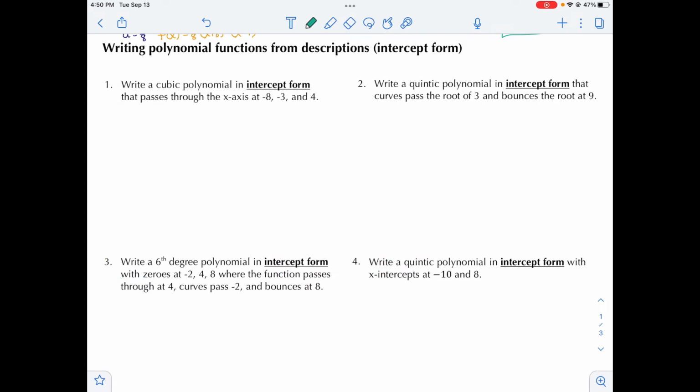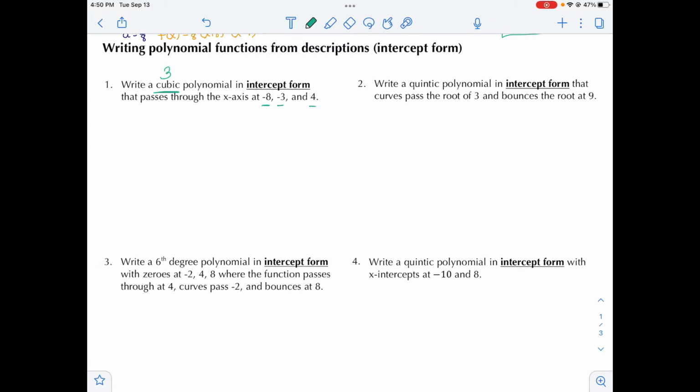On the next section here, these are in words, and they're telling us what we have to do, and we're putting most of these in intercept form here. So the first one, write a cubic. So we got to know what the word cubic means. When we see the word cubic, we know that that means 3. In intercept form, that passes through the x-axis at negative 8, negative 3, and 4.